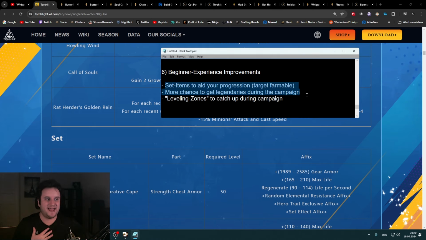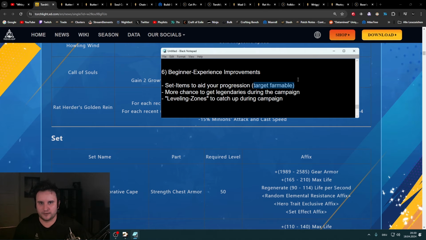Now, I personally hate set items, but from what I understand, these are only meant for early to mid game to kind of give you a little bit of a power spike, maybe while you don't have the means or the knowledge to craft your own items. And you can also target farm these in end game and maps with cards and whatnot. But in general, if this is truly only like a mid game kind of thing, I think it's fine.